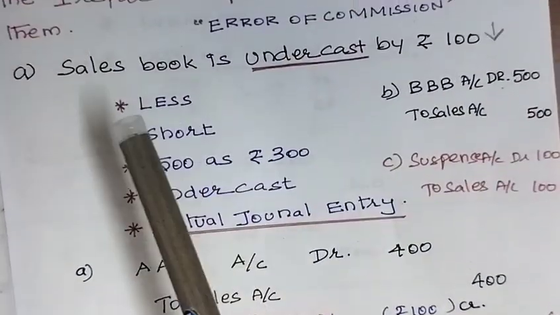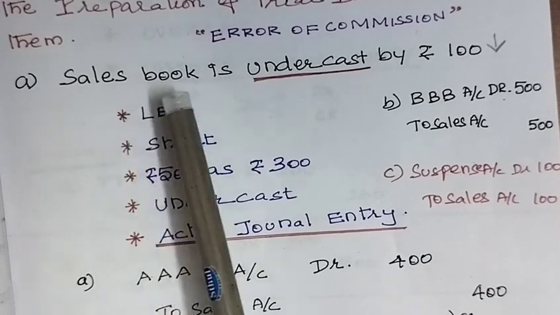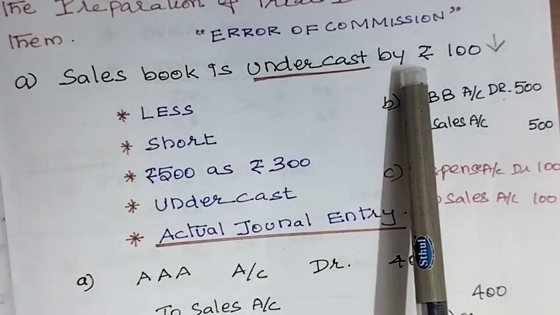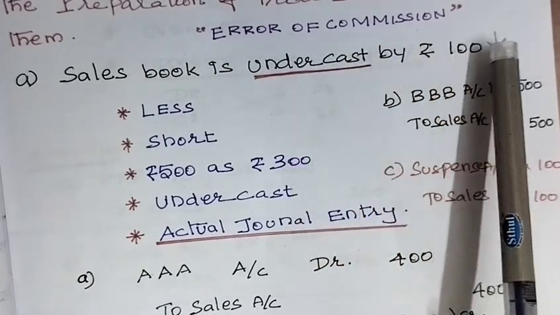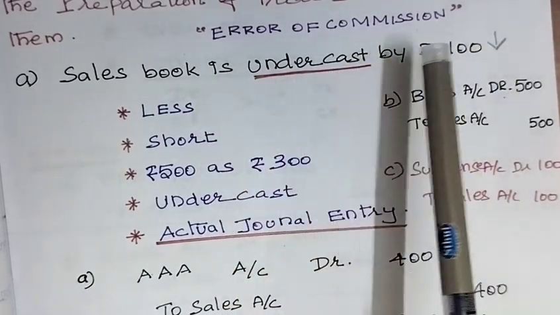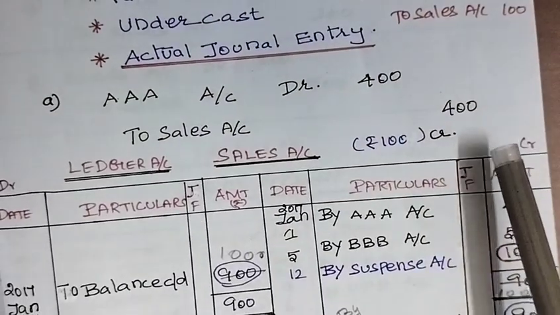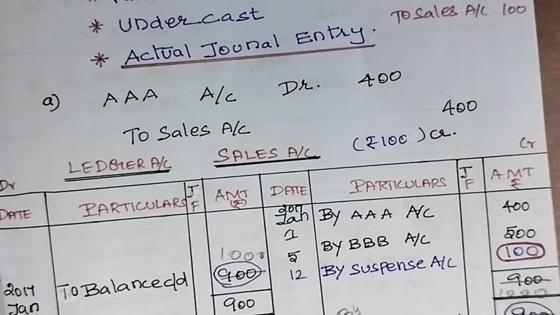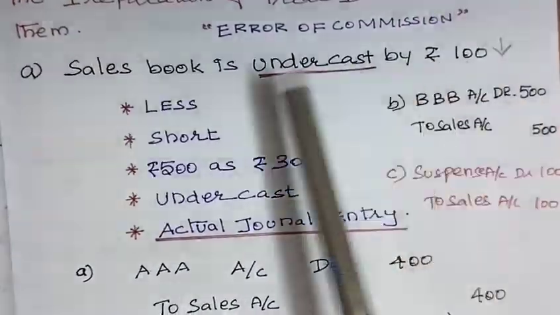Listen here carefully. What question is given here? Sales book is under cost by rupees 100. So under cost means what? Shortage. 100 rupees shortage in the sales book, okay. What do we do? We have to create another journal entry to rectify the error. So this is the error, 100 rupees shortage in the sales book.